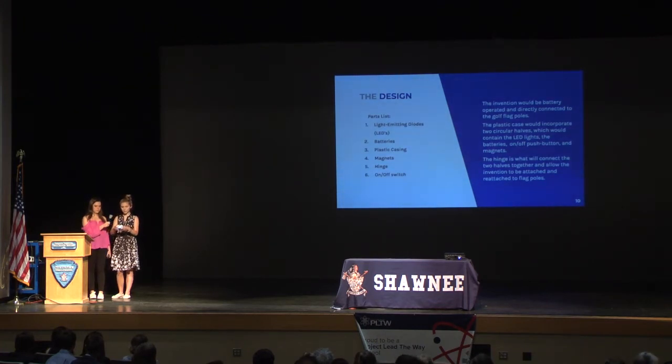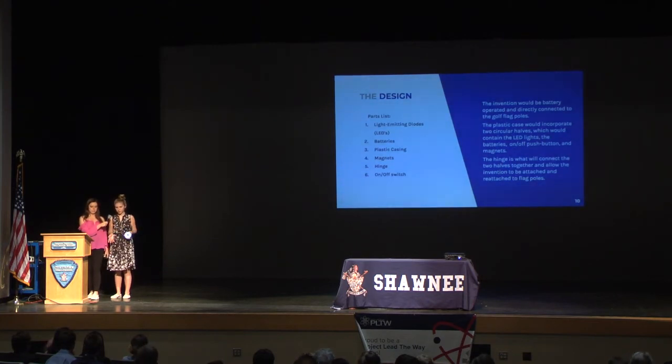It's supposed to clip onto the flagpole like that and then shine on the ground. The one thing that we didn't do is have the lights facing outwards to project a larger circle. Again, due to time constraints, we had some problems with the 3D printer.